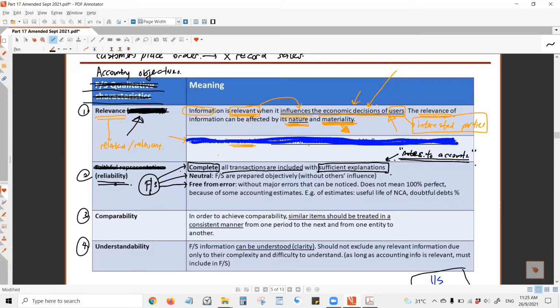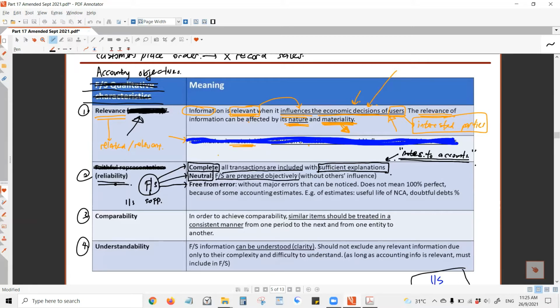So that's complete. Ensure that you have everything included in your accounting. Don't miss out anything. Neutral means when you prepare your financial statements, when you prepare your income statement, when you prepare your SOFP, you must prepare it objectively. Don't let other people influence how you do the financial statement.